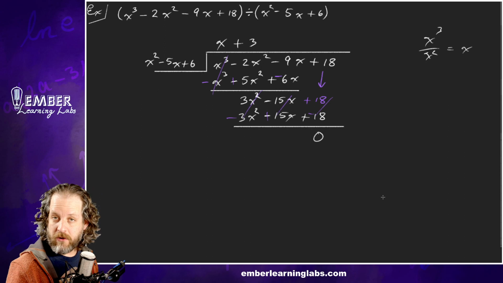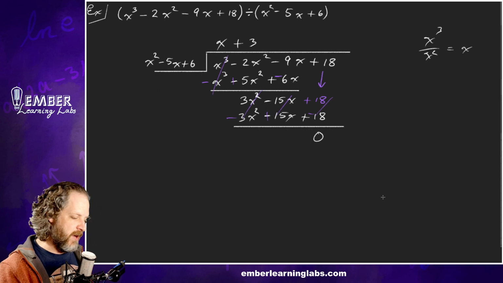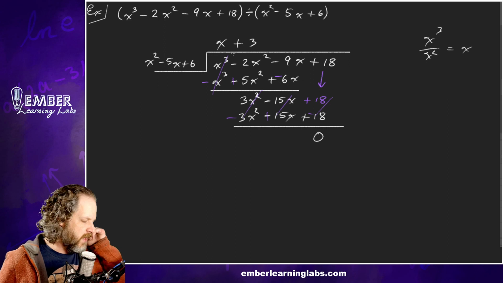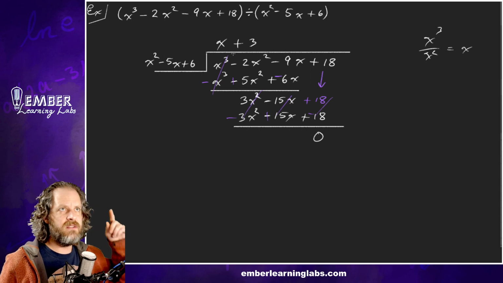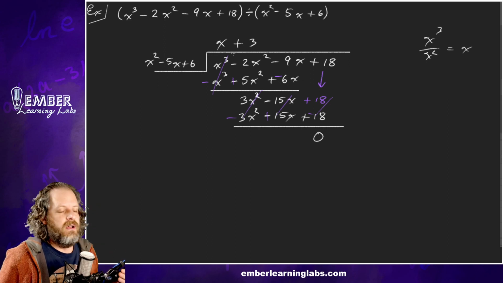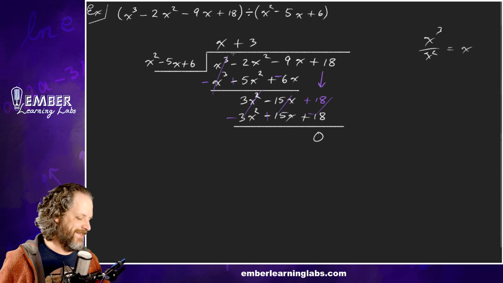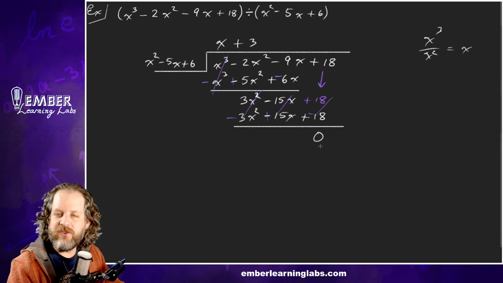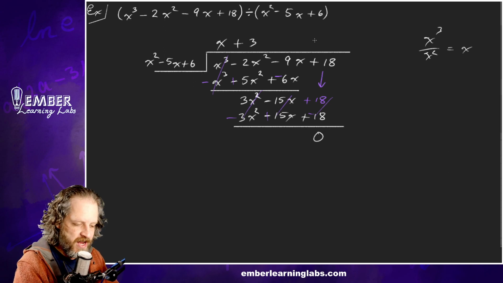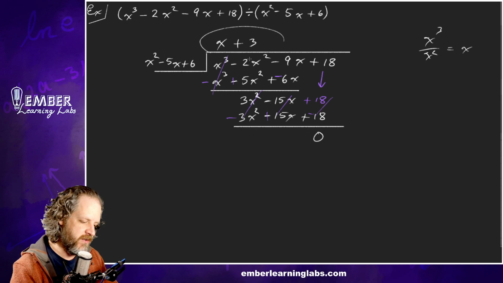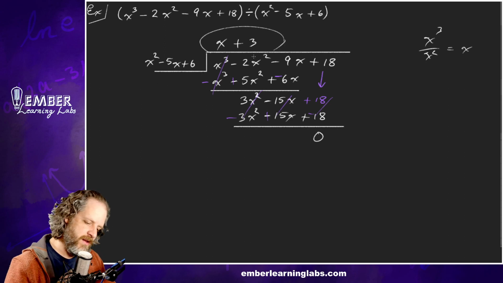If there was a remainder on a problem with a trinomial in the divisor, or is it the dividend? I don't remember. I think it's in the divisor. If there was, you'd do it the same way. You'd put this in the denominator and this in the numerator. Easy peasy. But this one is good to go.